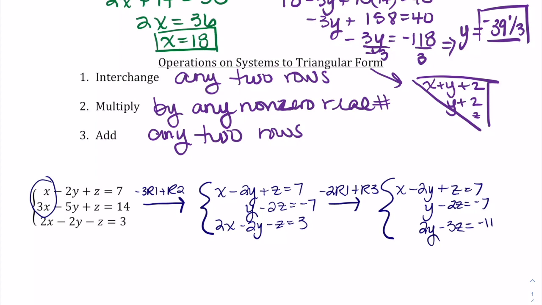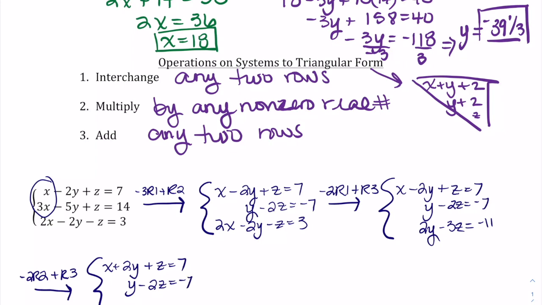So now I have equations, or rows 2 and 3, that have y and z. I need to eliminate y in the third row so that I can get to this triangular form. So we're going to work with row 2, and I would have to multiply that by -2 and add it to row 3 in order for y to cancel. So the first row stays the same. Second row stays the same.